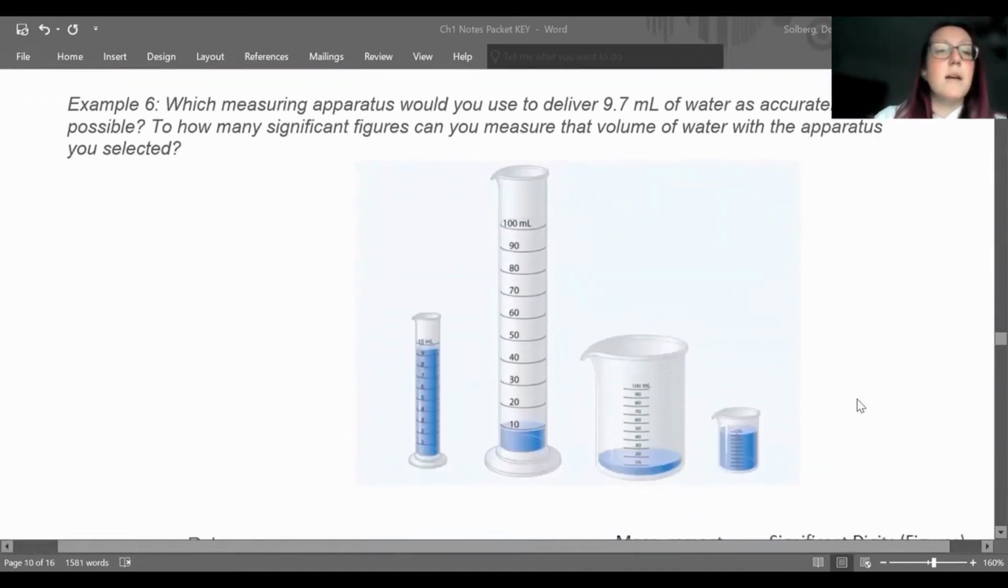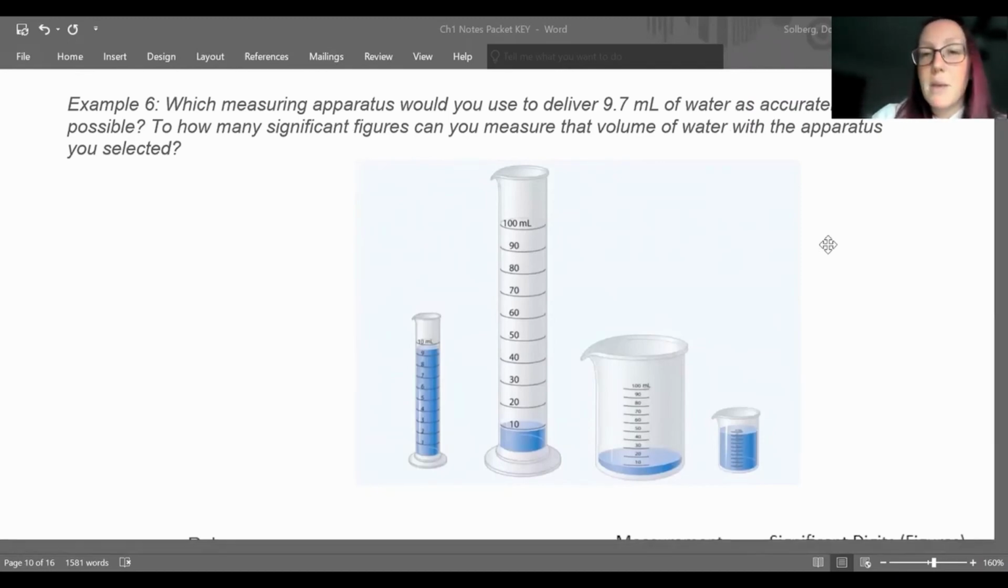Okay, so we're gonna look at this equipment. This example says, which measuring apparatus would you use to deliver 9.7 milliliters of water as accurately as possible? And then to how many significant figures can you measure that volume of water with the apparatus you selected? Okay, essentially, the more graduations, the more precise your measurement.